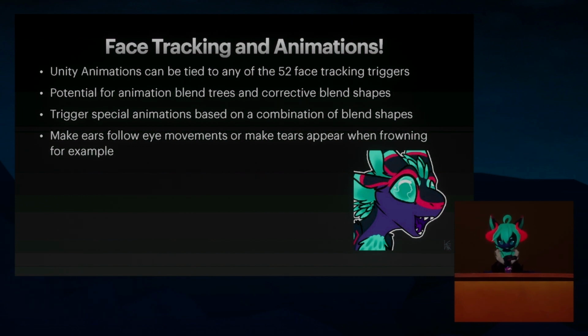You can also make animation blend trees to forge corrective blend shapes. So, for example, if you have a wink, or your character is closing their eyes, but they're also angry or they're also squinting, you can make a corrective morph that triggers when the character is both angry and closing their eyes, or both squinting and closing their eyes, that causes the blink not to clip through the model.